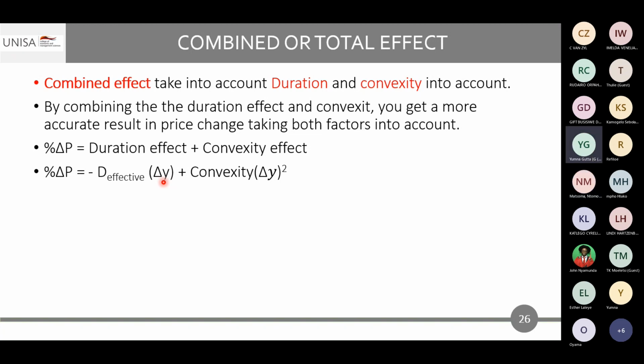All right. So then you get a combined or total effect where we take duration and convexity into account. By combining the duration and the convexity, you get a more accurate result in the price range, taking both factors into account. There's nothing complicated about this calculation. Basically, we just add the two previous calculations together, and you get the complete price change you can expect due to duration and convexity of the bond.